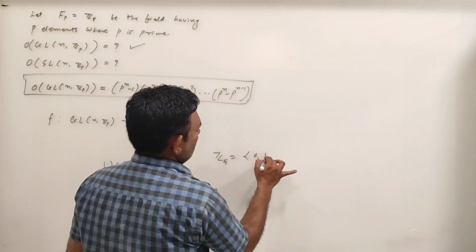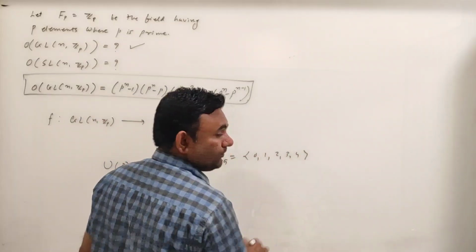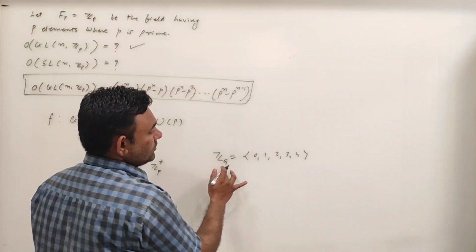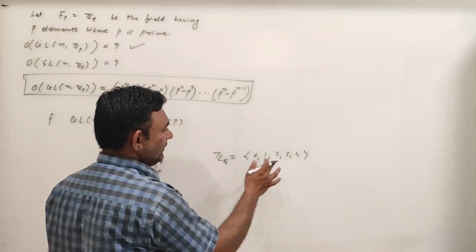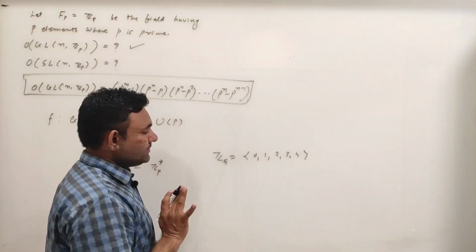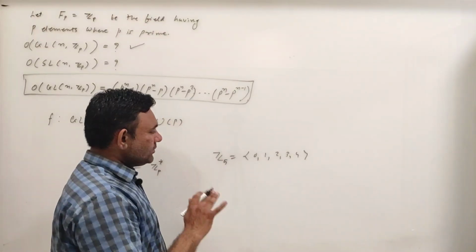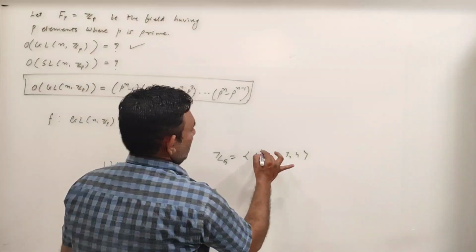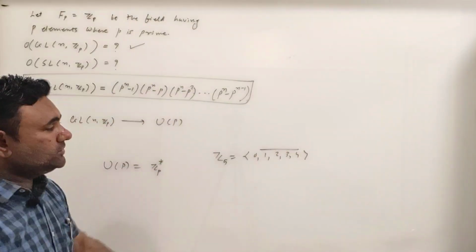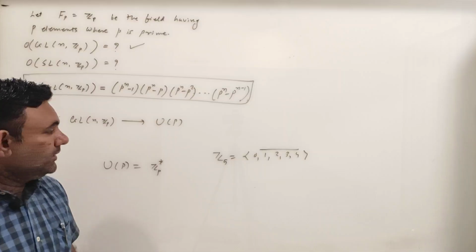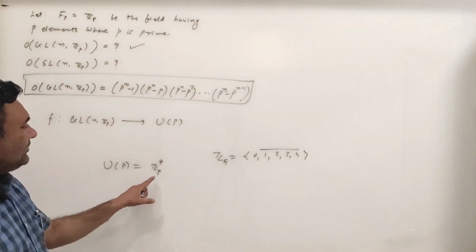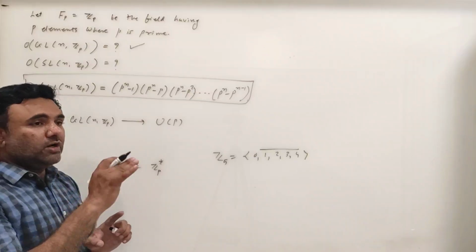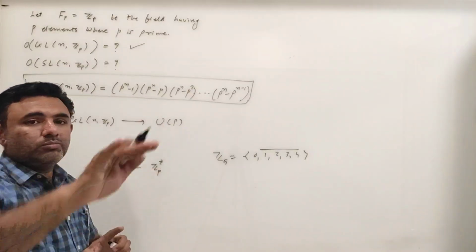So Z_5 is 0, 1, 2, 3 and 4, and p is prime. So 1, 2, 3 and 4 all have multiplicative inverses. Additive inverse everyone has, because it is a group with respect to addition modulo 5. But with respect to multiplication modulo 5, only 1, 2, 3, 4 have inverses. 0 does not have any inverse, right? So whenever p is prime, U_p is Z_p star, and it contains 1, 2, 3 up to p minus 1.